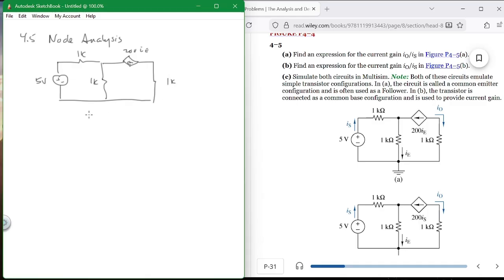Now, it isn't so bad except for the fact that now they call this VA, all right? Now we use node analysis. So what is coming in from the left? 5 minus VA over 1K. Now that's the current coming in from the left. What's the current going out the bottom?